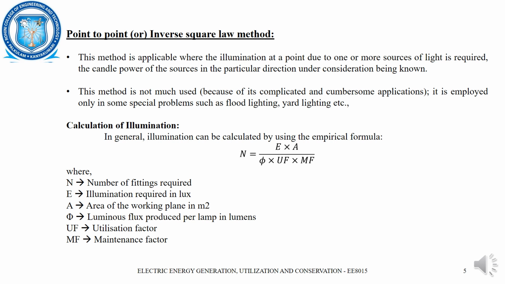Illumination: N is equal to E into A divided by Φ into UF into MF. UF is the utilization factor and MF is the maintenance factor. Φ is the luminous flux, A is the area of the working plane, E is the illumination required, and N is the number of fittings required.